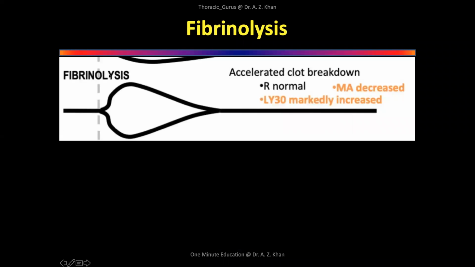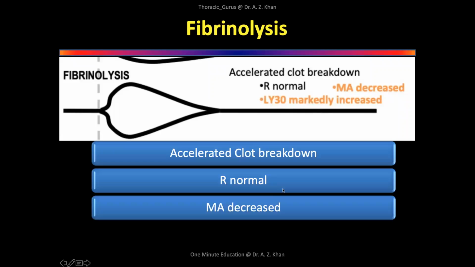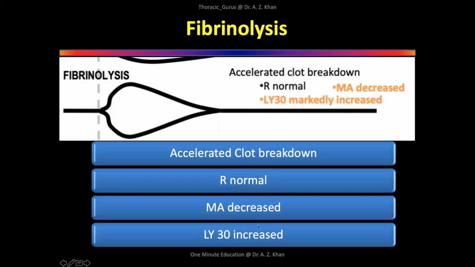In fibrinolysis, this is normal, but this is prolonged. Can you see that the problem is all in the second half of the cycle. So there is accelerated clot breakdown. R is normal, K is normal. The MA is decreased because there's some problem with the clotting cascade, but the LY30 is increased. This is the key thing, that LY30 is markedly increased, and that usually represents fibrinolysis.